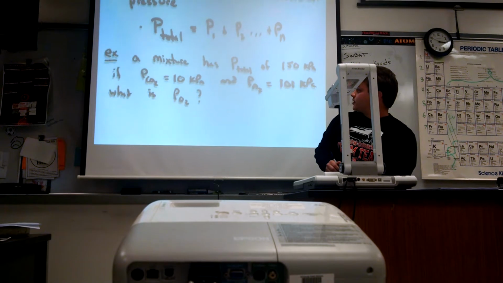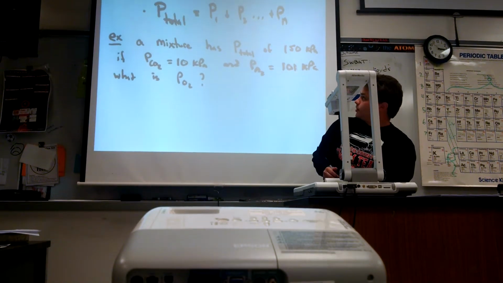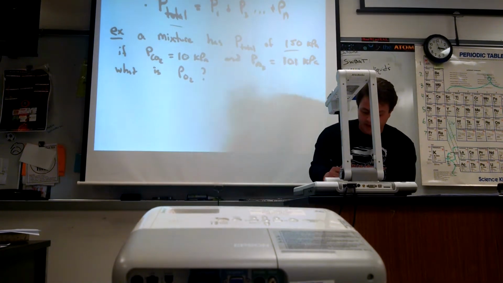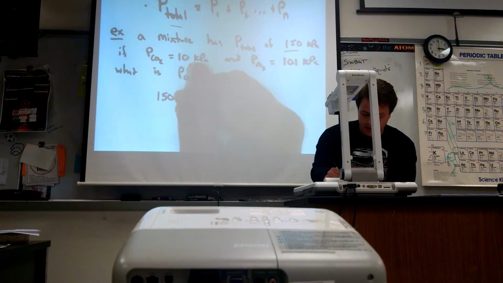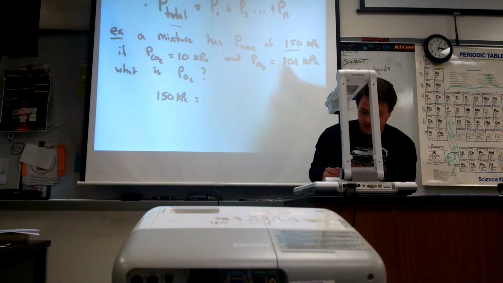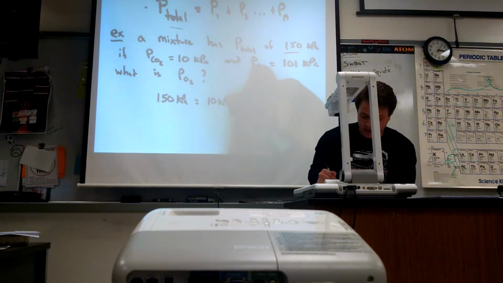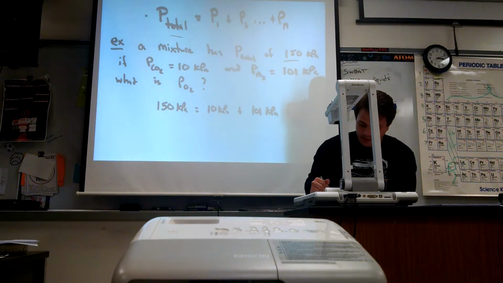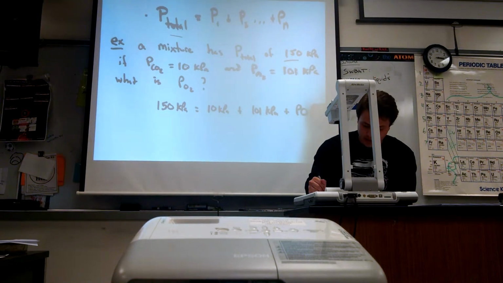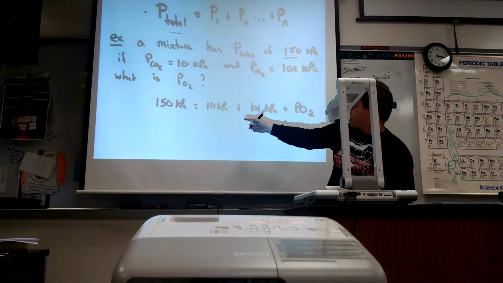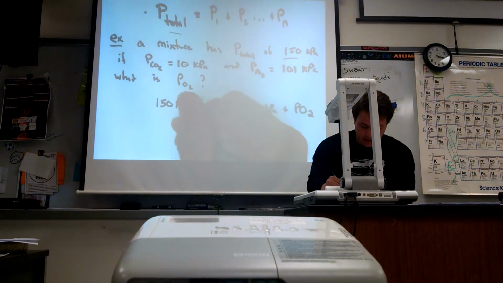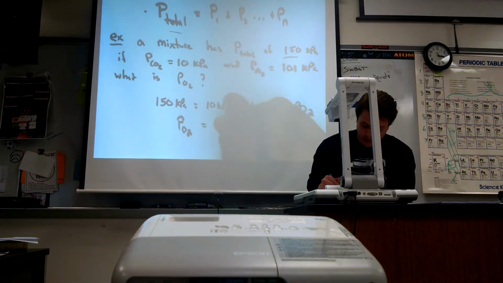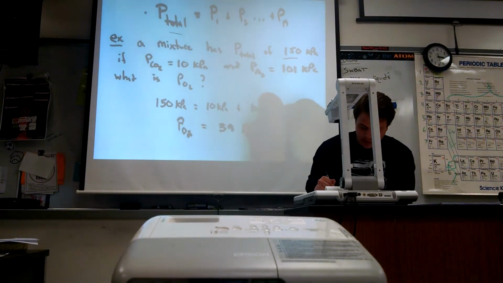Okay, so it's a complicated sounding problem. It's going to be pretty easy to do if we just stick with our equation up there. We said P total right here is going to be 150. So 150 kPa is equal to all of these added up. So 10 kPa plus 101 kPa plus PO2. So if we just add these up and then subtract them from 150, we know that PO2, our partial pressure of oxygen, is equal to 39 kPa.